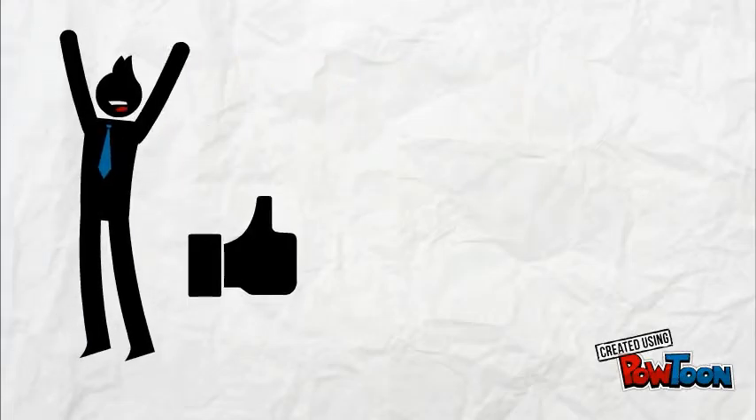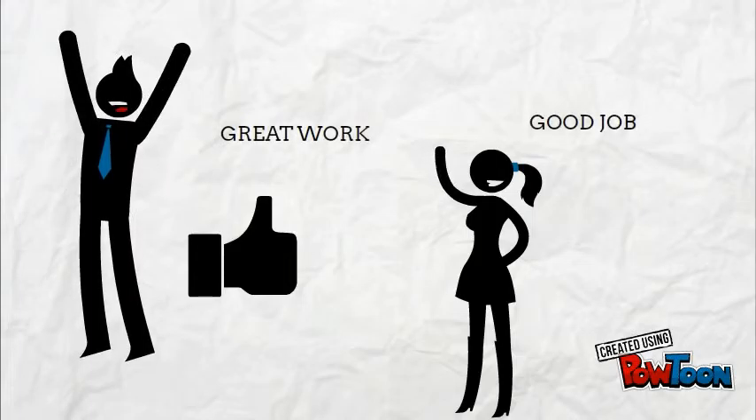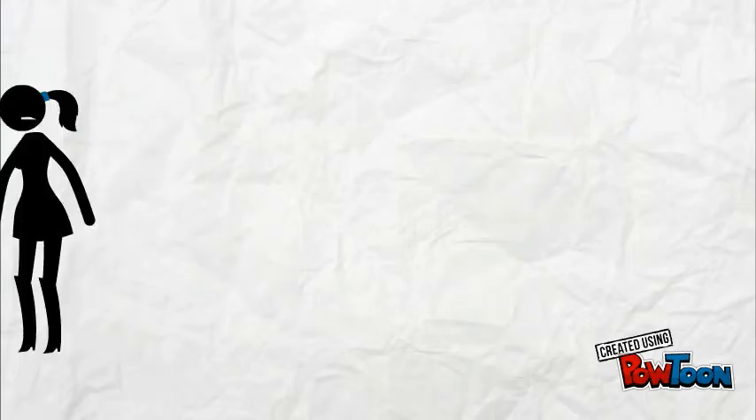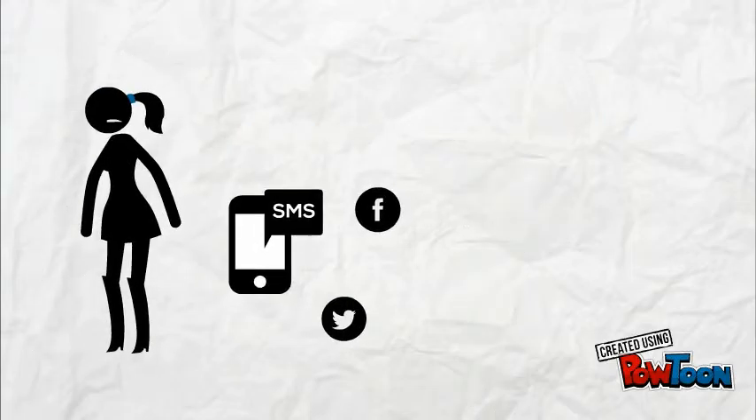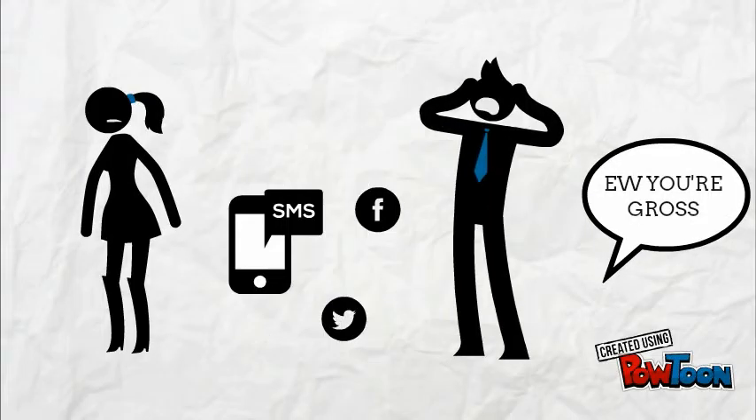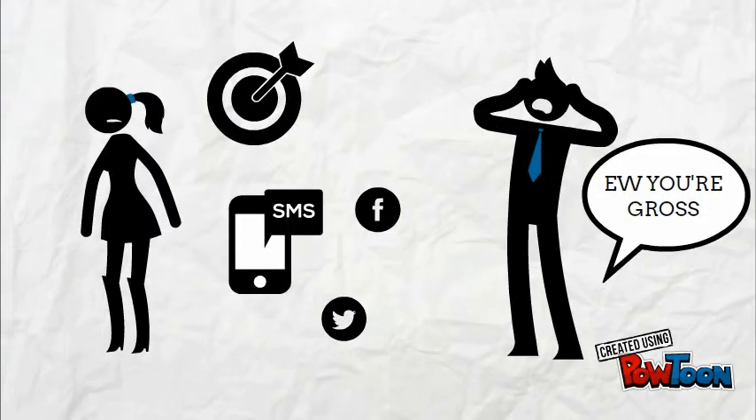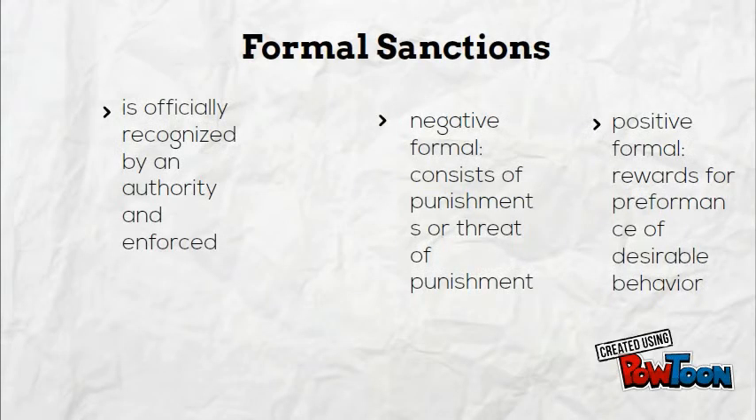Some examples of positive informal sanctions can be common, such as smiles, handshakes, praises, or compliments. Some negative informal sanctions can be teasing or bullying by others, as well as disgust or disdain expressed by one person. A formal sanction is officially recognized from an authority and is enforced.